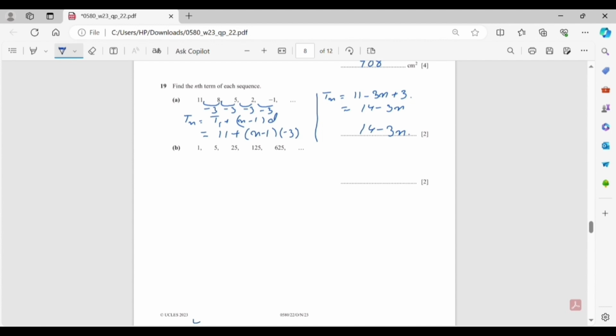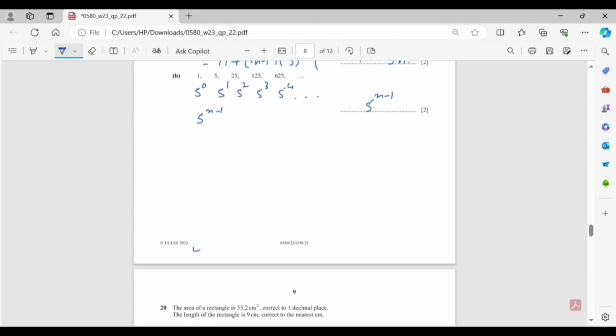Okay. B part. Here this is 5 raised to the power 0, 5 raised to the power 1, 5 square, so 5 cube, 5 to the 4, like that. So our n-th term of the sequence will be 5 raised to the power n minus 1. So this will be our final answer, 5 raised to the power n minus 1. Right? Question number 20.